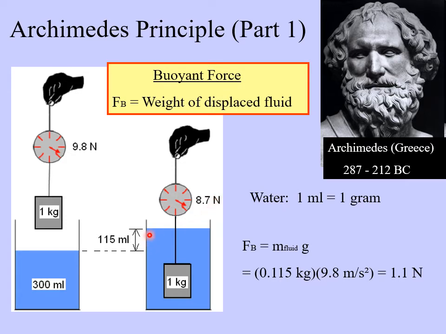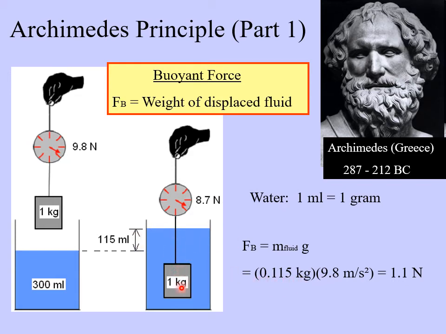But more importantly, for what we're going to do here, I noticed that the water moved up a total of 115 milliliters. Now remember that the buoyant force is equal to the weight of the displaced fluid. So the weight of the displaced fluid is the mass of the fluid times g. Using the metric system, it's really nice: each milliliter of water weighs exactly 1 gram. So 115 milliliters is 115 grams, or 0.115 kilograms. So that's the mass of the displaced water.